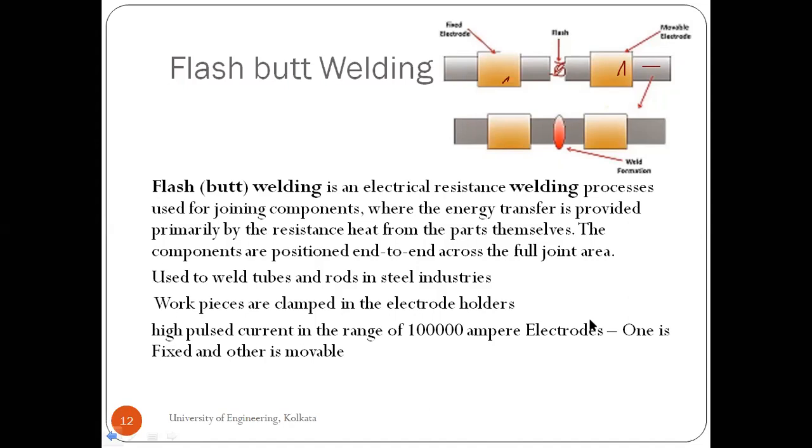At maximum, the amount of current here is around 1 lakh ampere. Very high current, 1 lakh or 1 lakh 50,000 ampere, that level of current is passed through, right? Kilo ampere, 150 kilo ampere, that is the range. Okay, maximum, and the voltage is very less. So one part is moved and another is fixed.